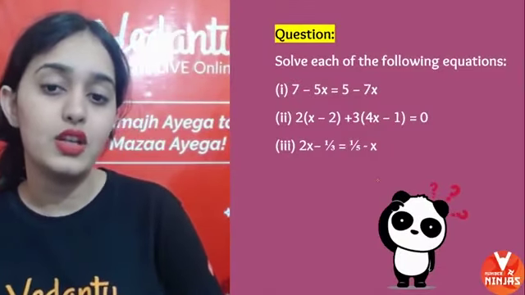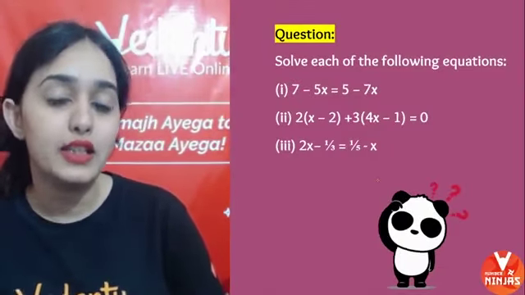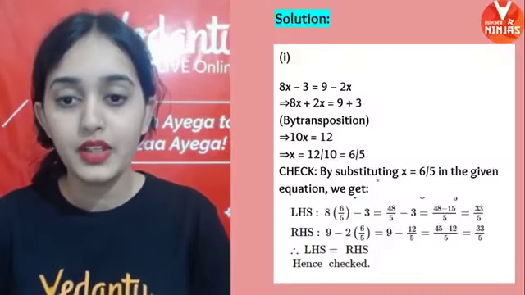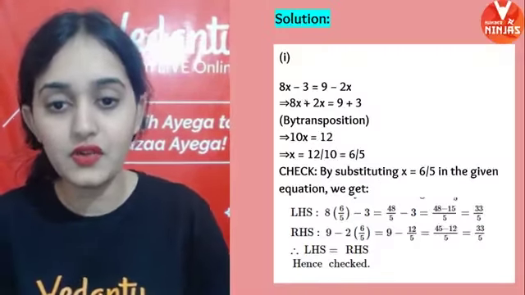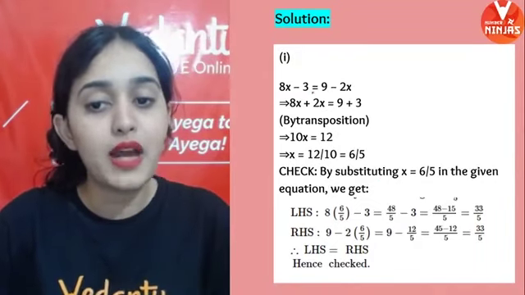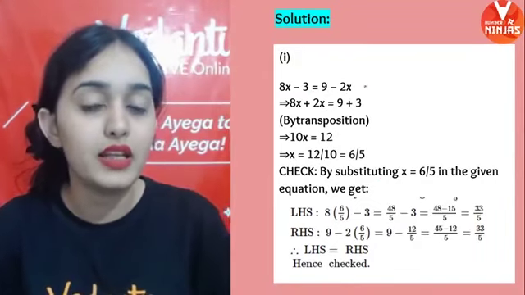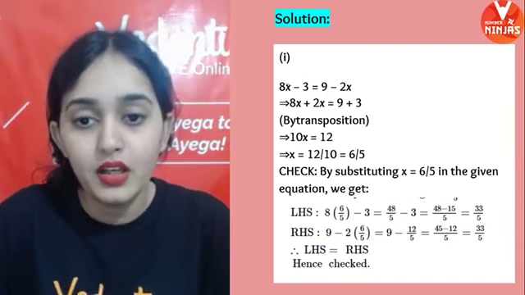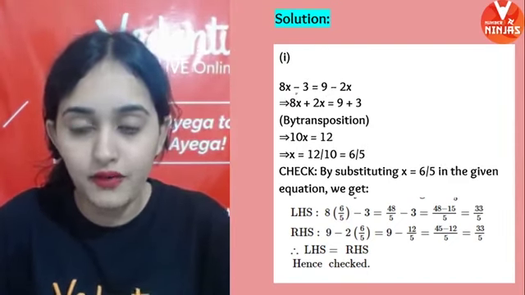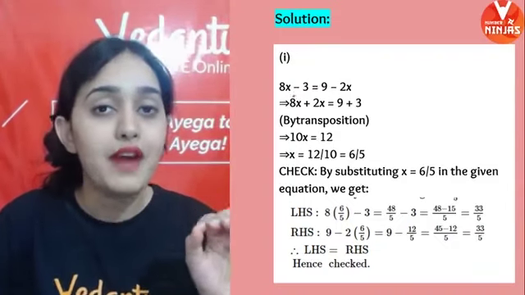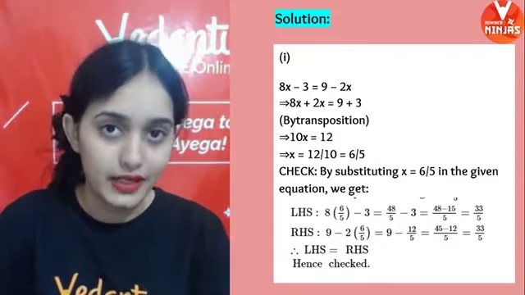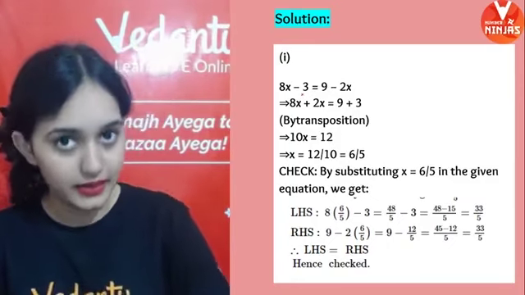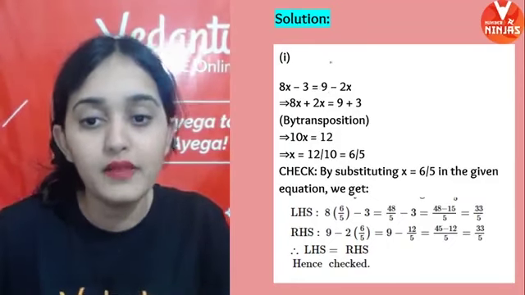Let's do the next question. Again, we have to solve these equations to get the value of x. So let's do it one by one. The first one you have to solve is 8x minus 3 is equal to 9 minus 2x. Okay, so let's solve it for x. So first, what is the step? We have to bring all the variables on one side, and all the constants, that are the numerical values, on the other side. Okay, so let's try it.